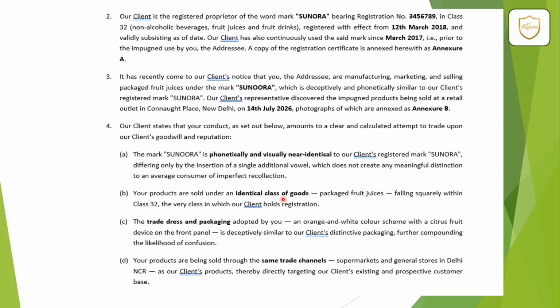Now, in paragraph 4, you can see here is the lettered structure I told you about, now actually on paper: subpoint A, phonetically and visually similar; subpoint B, identical class of goods; subpoint C, trade dress and packaging; and subpoint D, same trade channels. So, four separate and independently provable grounds, each one with a complete argument on its own. So this is exactly the technique: you don't bury four arguments inside one paragraph, because you let each one stand alone on the page. Okay.